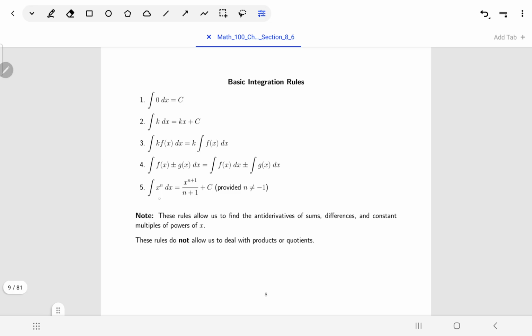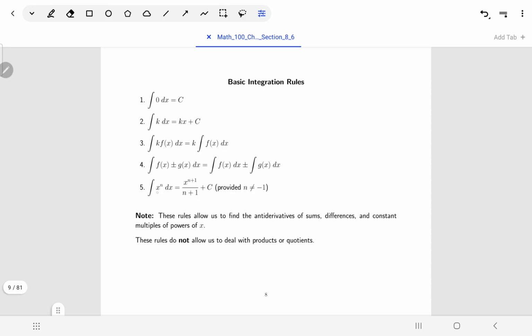And here we've got one extra one. This one is sort of the reverse of the power rule, if you will. So we have the indefinite integral of x to the power of n. If we're looking for an antiderivative of that, that's x to the n plus 1 over n plus 1. With the side condition, of course, that n can't be negative 1, because if that were the case, you'd have divided by 0, and of course that's undefined.